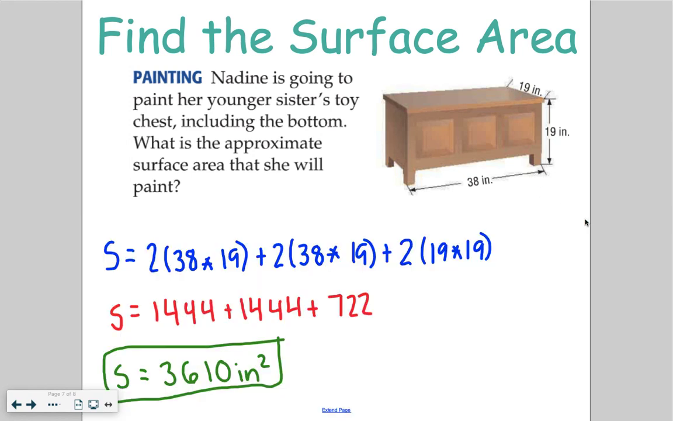So we've got 2 times 38 times 19 for 2 times the length times the height. And then we've got 2 times 38 times 19 for the length times the width. And then we've got 2 times 19 times 19 for the width and the height. We get those values and add them up for a final answer of 3,610 inches squared.